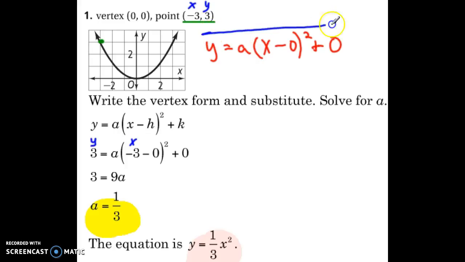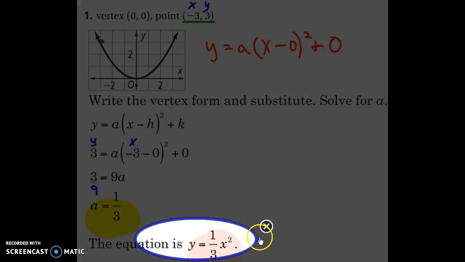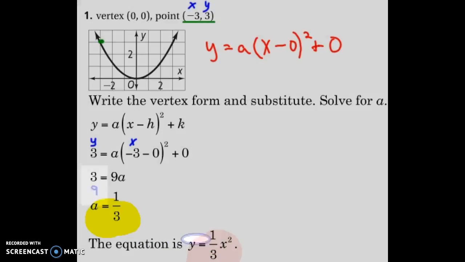So I am going to use this equation. So that's what my 0's here, 0, that was the vertex. I'm going to plug in negative 3 for x, so here's negative 3. Y was 3, so y equals 3 right here. So I'm going to square this. Negative 3 minus 0 squared is 9, equals 3. I want to get a by itself, so I'm going to divide each side by 9, so I got 1/3. So my equation, I get y equals 1/3 x squared.